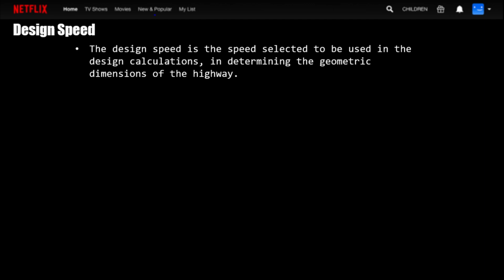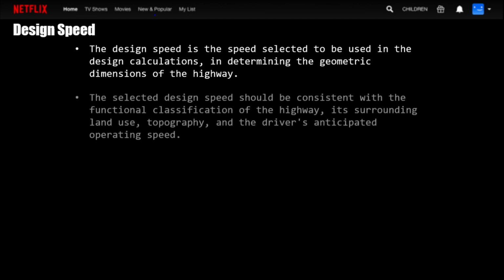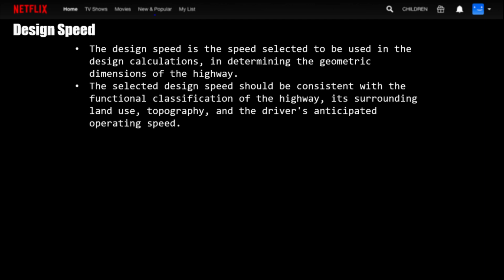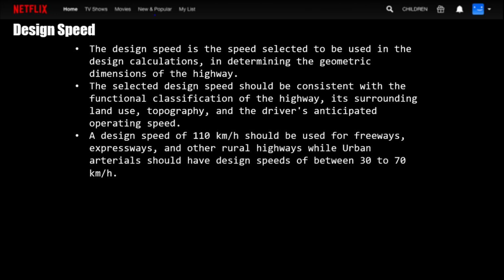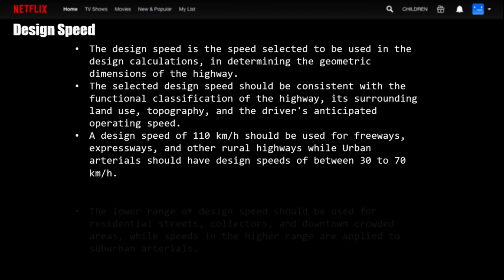the highway. The selected design speed should be consistent with the functional classifications of the highway, its surrounding land use, topography, and the driver's anticipated operating speed. A design speed of 110 km per hour should be used for freeways, expressways, and other rural highways, while urban arterials should have a design speed of between 30 to 70 km per hour.